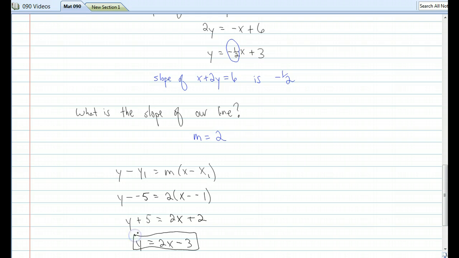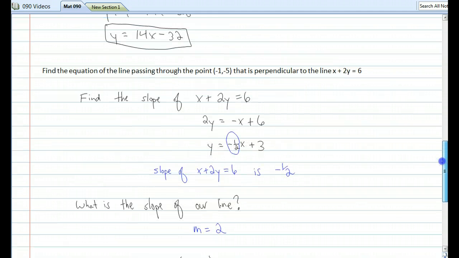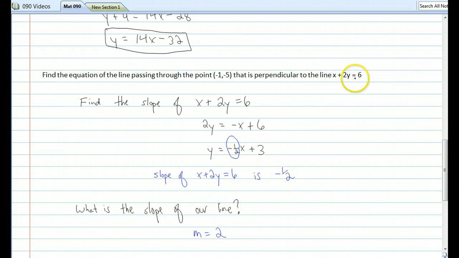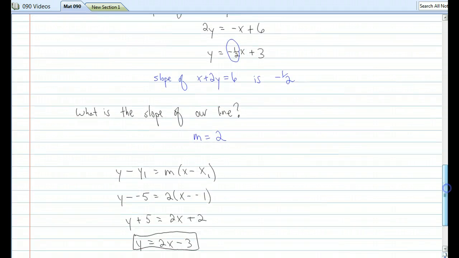That is the answer. That is the equation of the line with the slope that's perpendicular to the given line that passes through the point -1, -5.